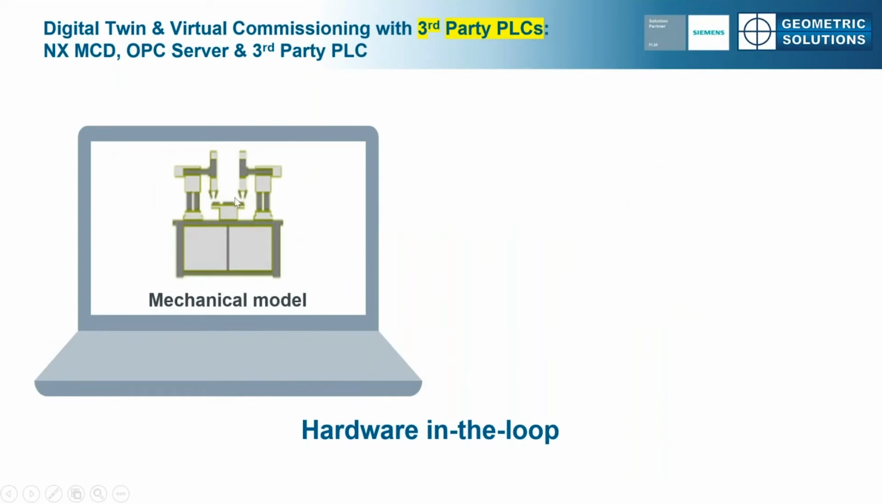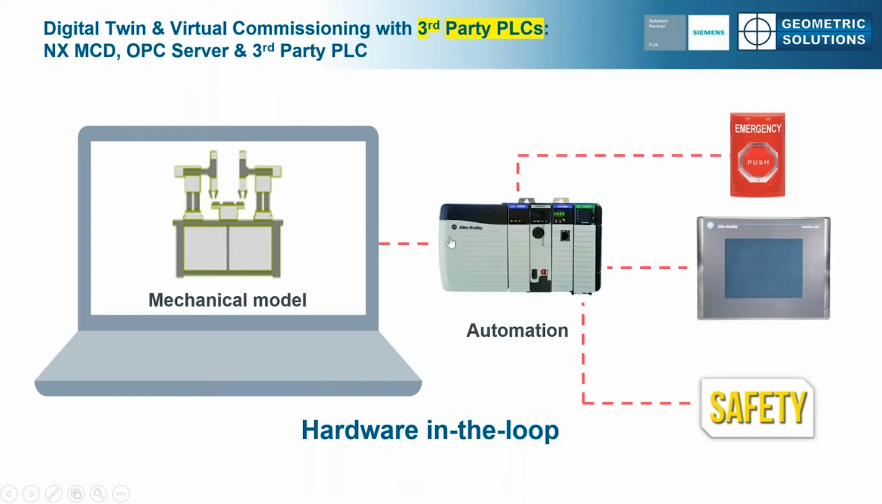So on our computer, we've got NX Mechatronics Concept Designer. We've got that model that we're commissioning to. And then we have the hardware. So hooked up to it, maybe with an Ethernet cable, we've got the PLC. Hooked up to that, we might have the HMI, safety, e-stop. You get the idea.